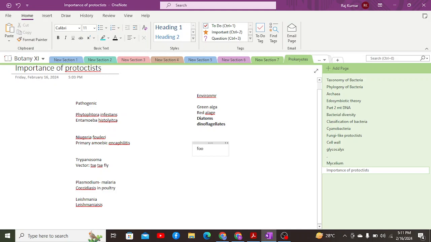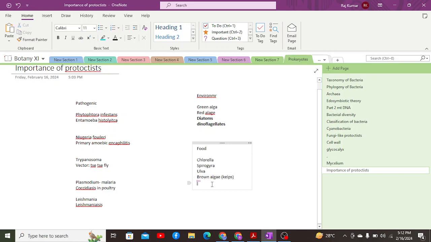Likewise, if we talk about food, many of the algae are utilized as sources of food, such as Chlorella, Spirogyra, and Ulva. Brown algae, such as kelps, are also utilized as a source of food, and not only as a source of food, but also as a source of fertilizer, because they have a high concentration of potassium and other minerals.